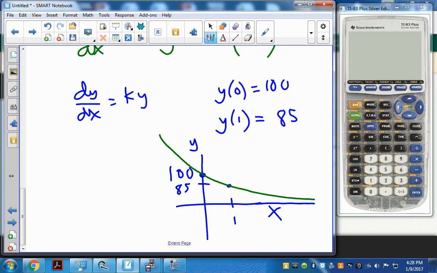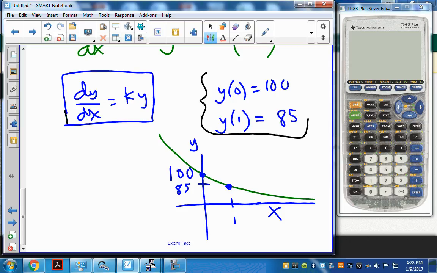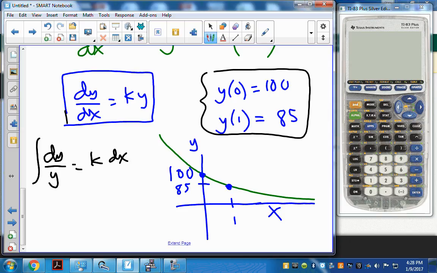And so we're going to go through the whole process again. I'll try to speed it up this time a little bit. I don't want to scare you. These go very quickly after a while. In fact, there are some shortcuts you can use sometimes. But let's go ahead and solve this particular differential equation with these two conditions, that the initial amount is 100, and after a time period of 1, we're down to 85. Okay, dy divided by y is k dx. Integrate both sides.